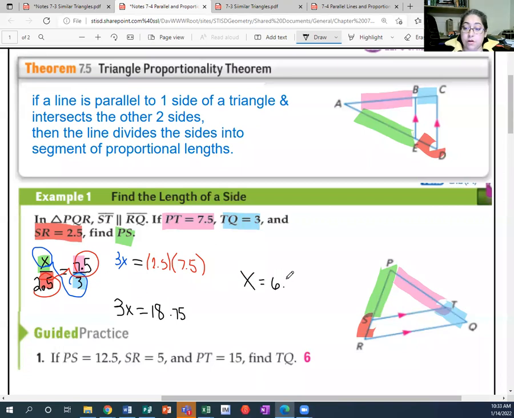And that way, hopefully, when you see this again in Algebra 2, you won't be freaked out.